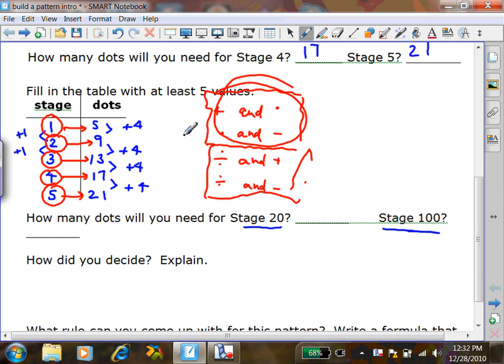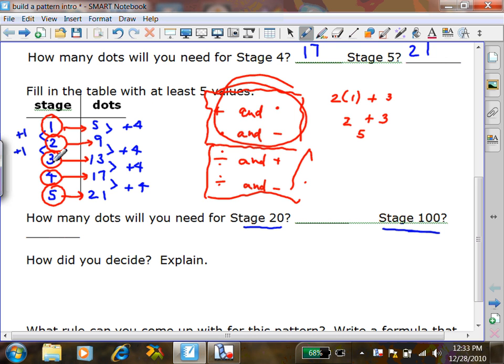So okay, let's try another option. Let's say I'm going to take stage 1, and I'm going to multiply it by 2. So I take 2 times 1, and that gives me 2. Well, what do I have to do to 2 to get me up to 5? Well, I'd have to add 3, and that gives me 5.